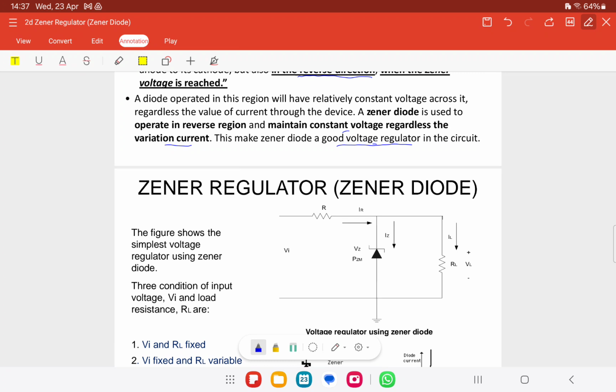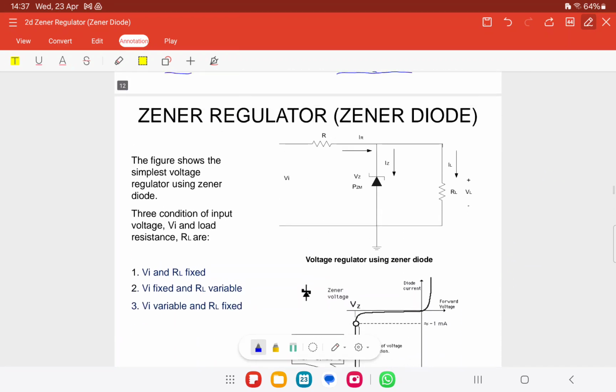Alright, so now we go for the calculation. For the test, normally if there is a question on the Zener diode, the marks will be around 10 marks. So it is a lot. It is not 2 marks or 3 marks on the calculation.